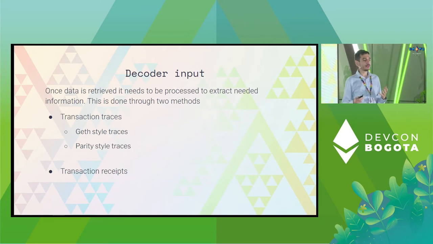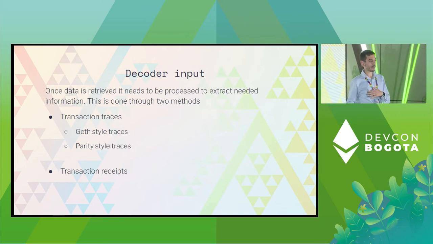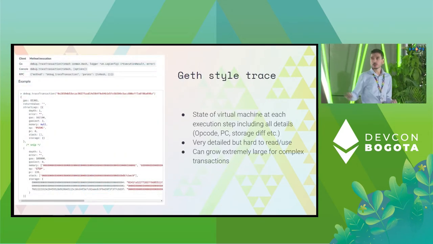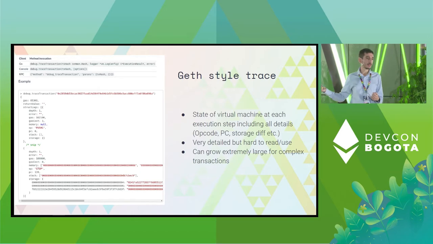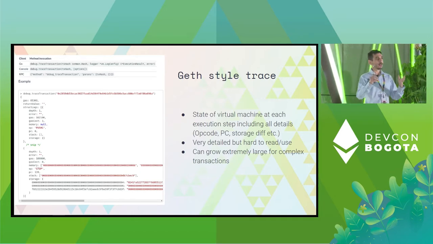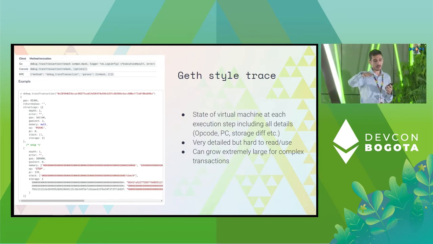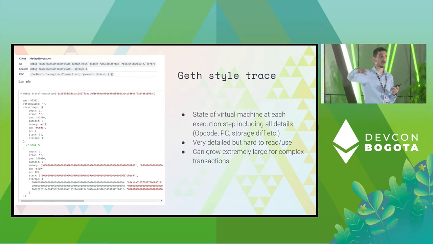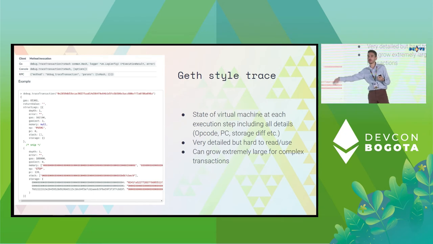There are two kinds of traces. One is the Geth-style trace, and the other is a Parity trace. I'm going to go through them a bit fast for those of you who do not know what they are. So Geth-style trace is the tracing that comes with a Geth client. When a transaction happens, it touches multiple contracts, right? So you make a transaction to a contract, and this one may make a call to another contract, and so on and so forth.